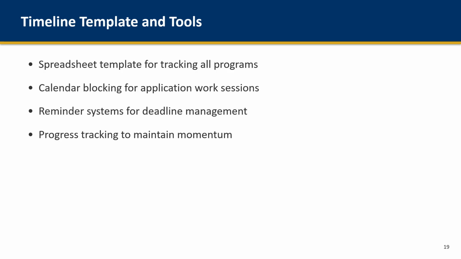Set up reminder systems for deadline management. Calendar reminders, phone alerts, task management apps, whatever works for you. Don't rely on memory for critical deadlines. Memory fails under stress. Track progress to maintain momentum. Crossing items off a list or updating status provides psychological rewards that sustain effort over months. Make your progress visible to yourself. These tools don't do the work for you, but they create structure that helps you do the work consistently. Find systems that match how you operate and use them faithfully.